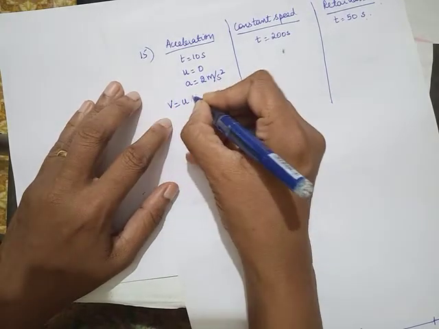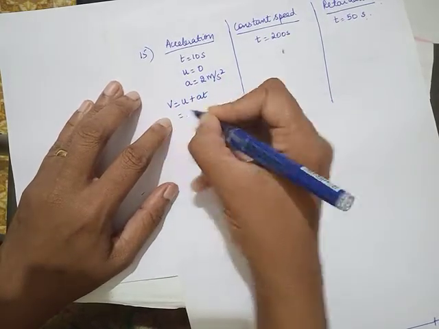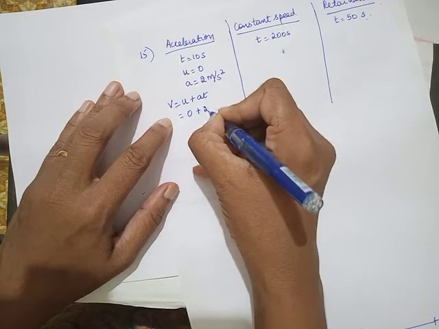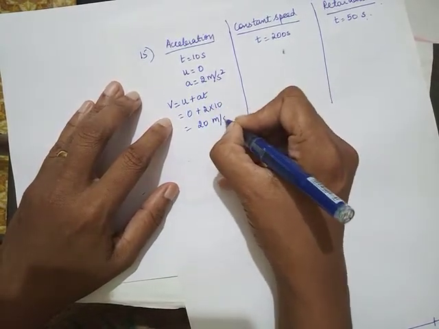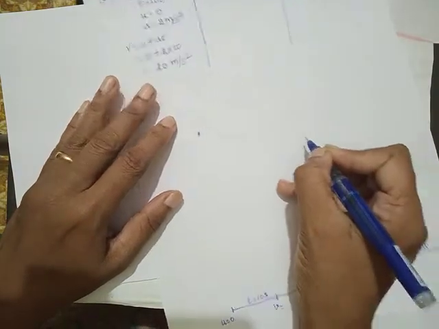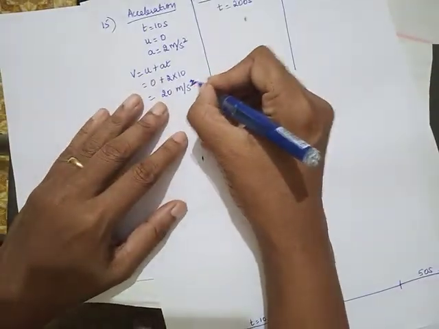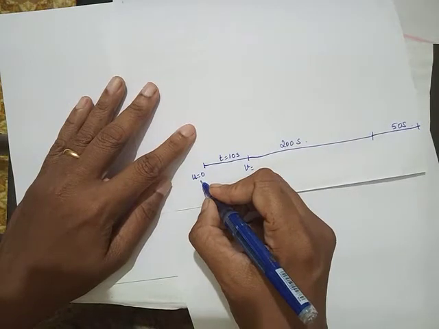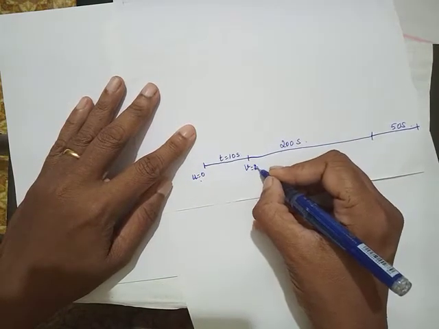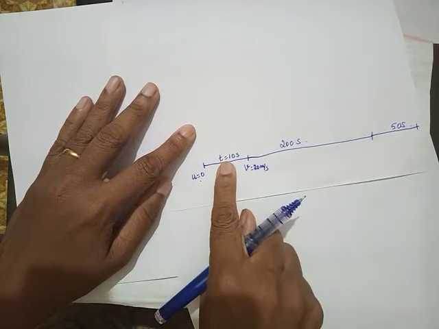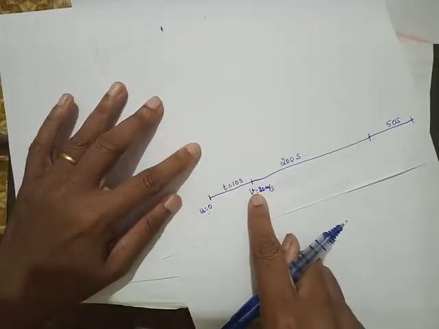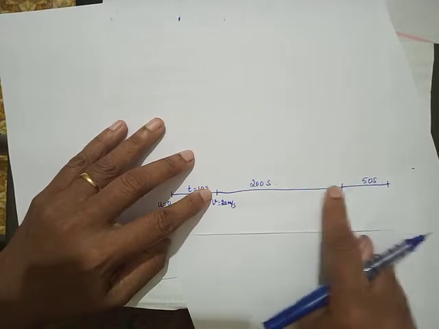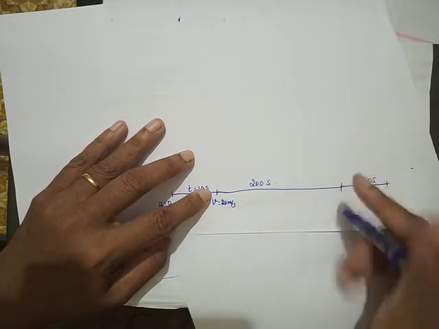v is equal to u plus at. So my u is 0, a is 2, t is 10. So 20 meter per second square. Okay, sorry, meter per second, this is velocity. So it started with 0 meter per second and it reached 20 meter per second in 10 seconds due to this acceleration of 2 meter per second square. Is it clear? And then the next 200 seconds, it moved with the same velocity.